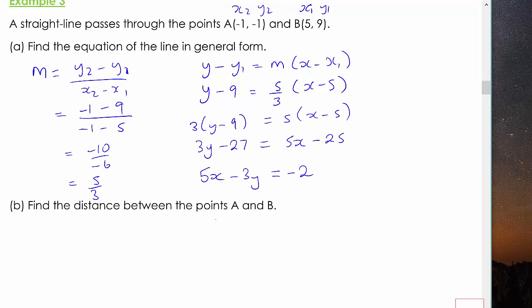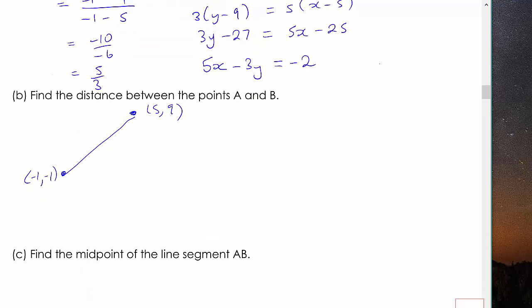So we want the distance now between the points A and B. We could use the distance formula, but at the end of the day we're just using Pythagoras here. So this point here is (-1, -1), and this point here is (5, 9). So we're just going to form a right angled triangle here. And going -1 across to 5 is 6 across. -1 up to 9 is going 10 up.